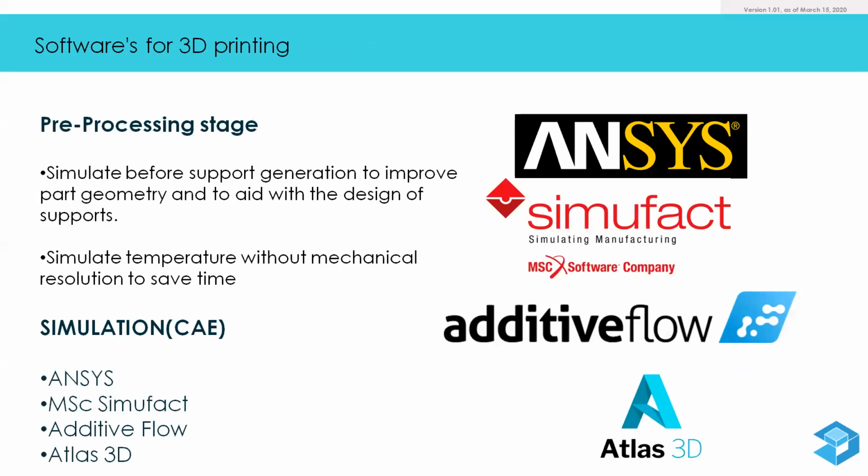These are some of the FEA software that is available. In this case, we'll talk about supports. We have ANSYS, Simufact, Additive Flow, Atlas, etc. You can start off by learning ANSYS or Simufact, or maybe Additive Flow. Use any one software and become an expert at it. At Objectify, we use Simufact, which is a very good software. It helps us understand the printing process before it actually happens. You are able to simulate the support generation and understand the temperature distribution and the forces being applied before the printing process.